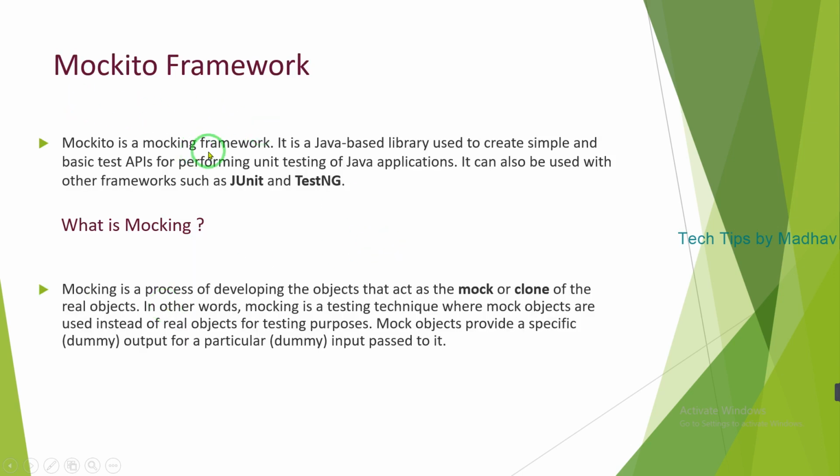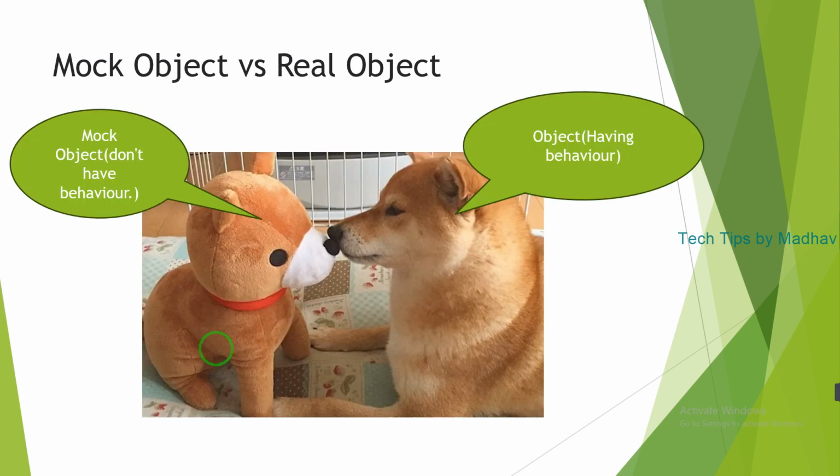Mockito is basically a framework, a Java-based library used to develop mock objects from the real object. Once we create the mock object, it can work on some dummy input and dummy output instead of the real behavior. Let's see one general example for better understanding.